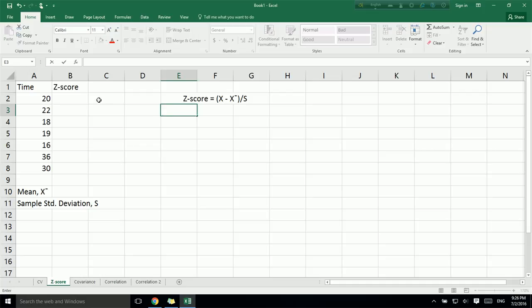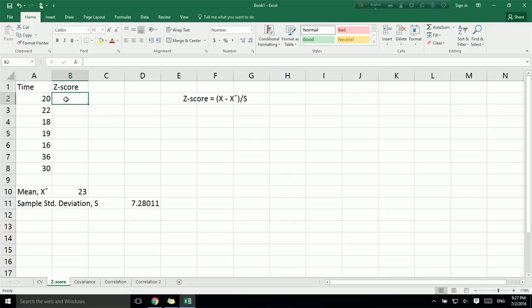It's pretty simple. You just deduct the mean from a particular value and then divide it by the standard deviation. Here, what we have is the time you're stuck in traffic on your way to school every day. So let's get the mean first. Equal sign, average parenthesis, select data, close parenthesis, and enter. To get standard deviation, equal sign STDEV.S parenthesis, select data, close parenthesis, and enter.